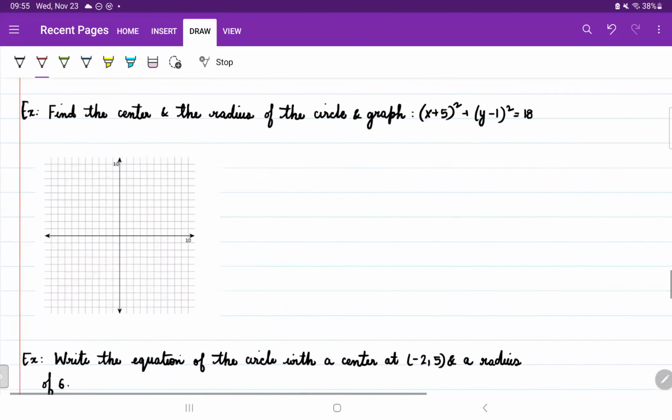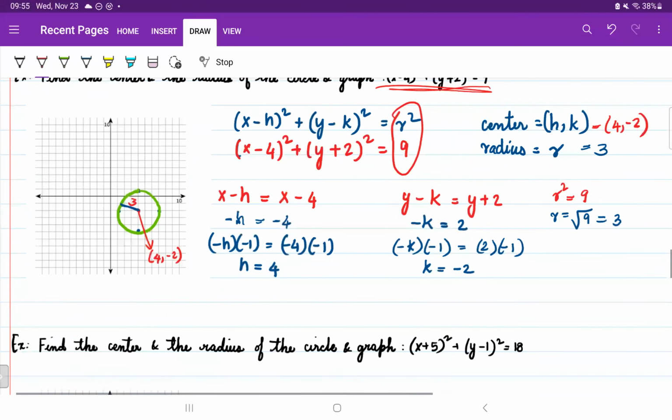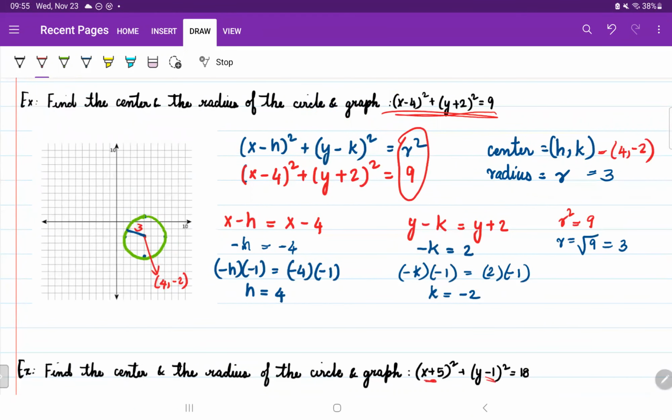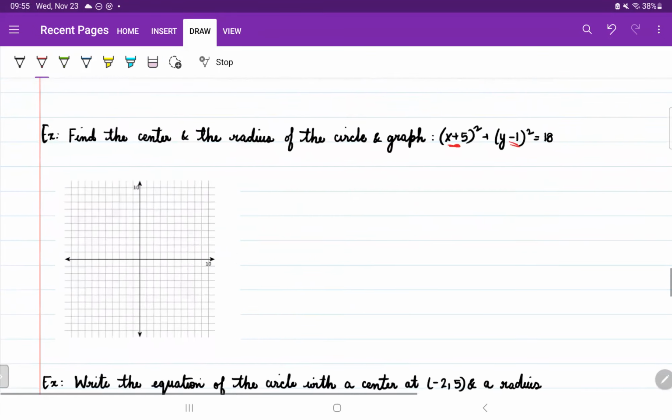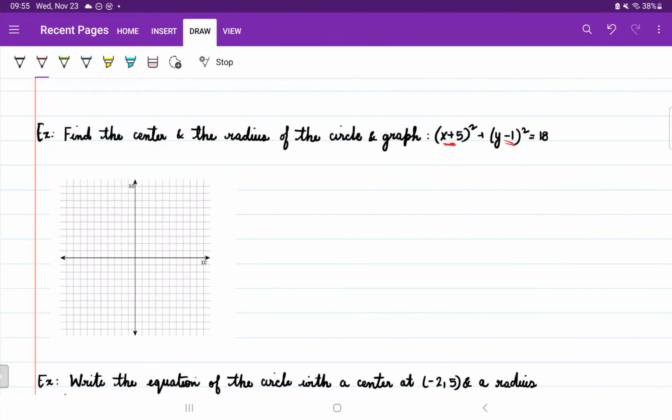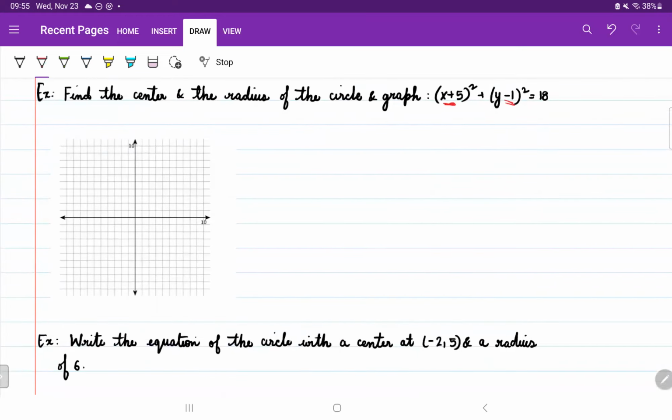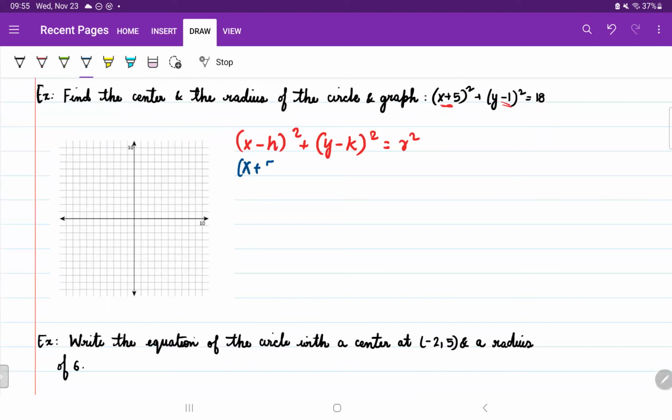Okay, let's do another example. Here you see that the signs are a little bit flipped. This is just to get a little practice of making sure that we don't make small mistakes where we do not take into consideration the signs of h comma k. Okay, let us again write our formula, which is x minus h whole square plus y minus k whole square equals r squared. Then we write down x plus 5 whole square plus y minus 1 whole square equals 18.